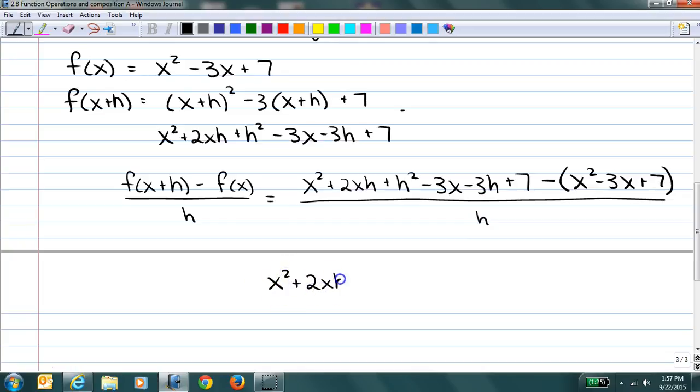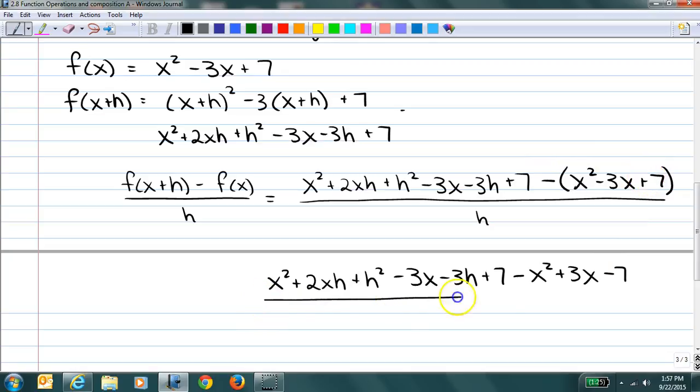That's x squared plus 2xh plus h squared minus 3x minus 3h plus 7 minus x squared plus 3x minus 7 when I distribute that minus in there. Whole thing over h. What can I get rid of here? Well, I can get rid of my x squareds. I can get rid of my 3x. And I can get rid of that plus and minus 7.